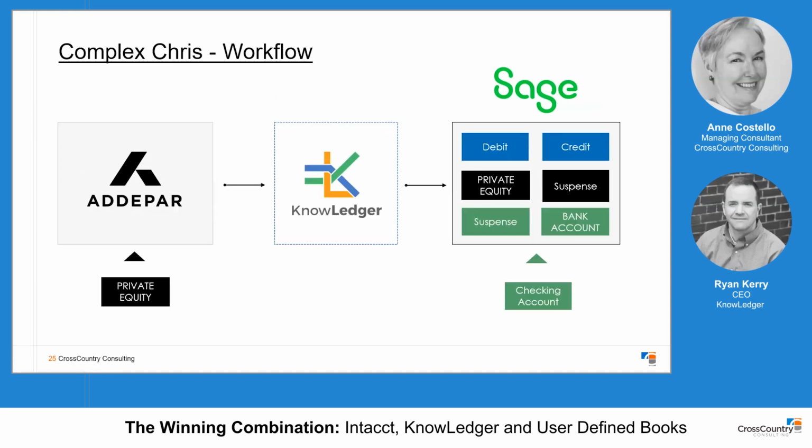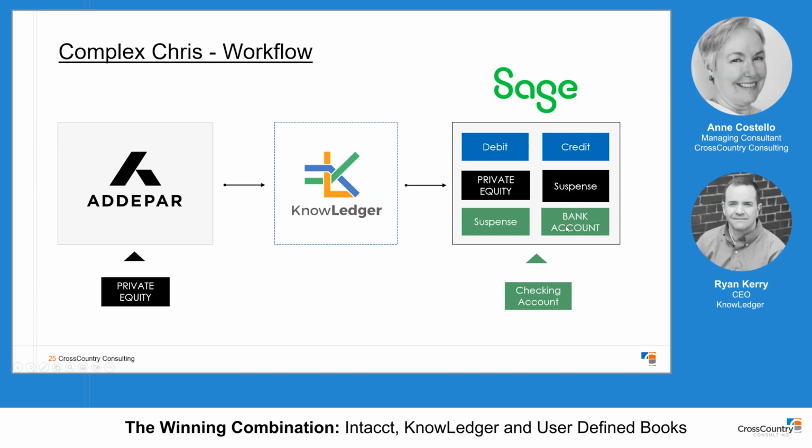Now let's go over complex CRIS's capital call process. The capital call process is very unique per client. Not everyone uses this method, but I just want to go over complex CRIS's method. So what CRIS does is they write their capital calls out of Sage-Intacct. So representing the green part right here.